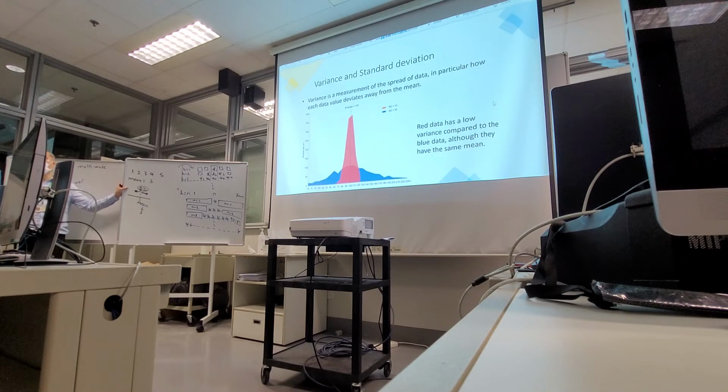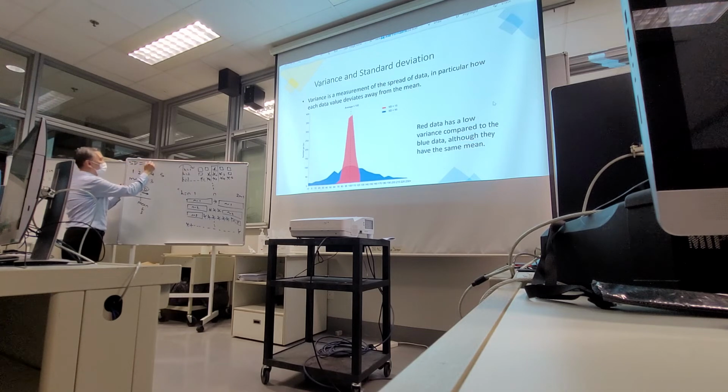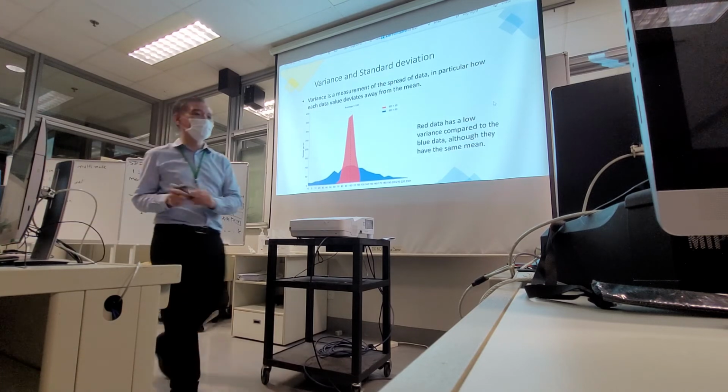Question: how do I calculate this? The calculation is very simple. Standard deviation is equal to the square root of summation of xi minus x bar squared over n. Wow, very long, right? So the formula is here. It's the formula.